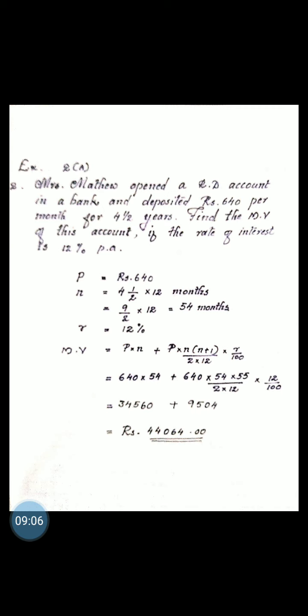Next is question number 4. You can do the third question by yourself. Third question, first and third are homework. Now we can do the fourth one.